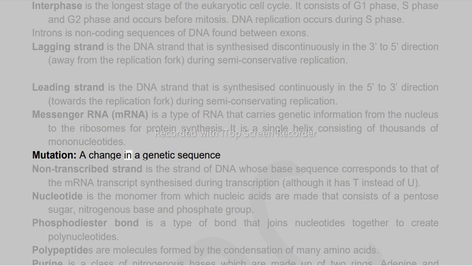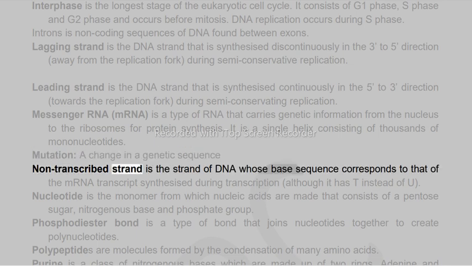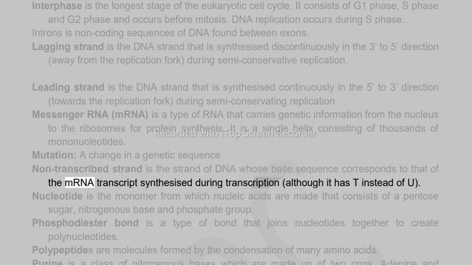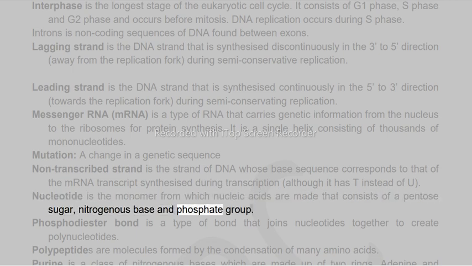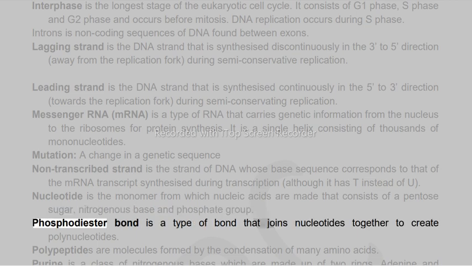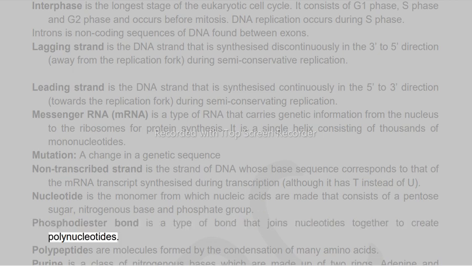Mutation, a change in a genetic sequence. Non-transcribed strand is the strand of DNA whose base sequence corresponds to that of the mRNA transcript synthesized during transcription, although it has T instead of U. Nucleotide is the monomer from which nucleic acids are made that consists of a pentose sugar, nitrogenous base and phosphate group. Phosphodiester bond is a type of bond that joins nucleotides together to create polynucleotides.